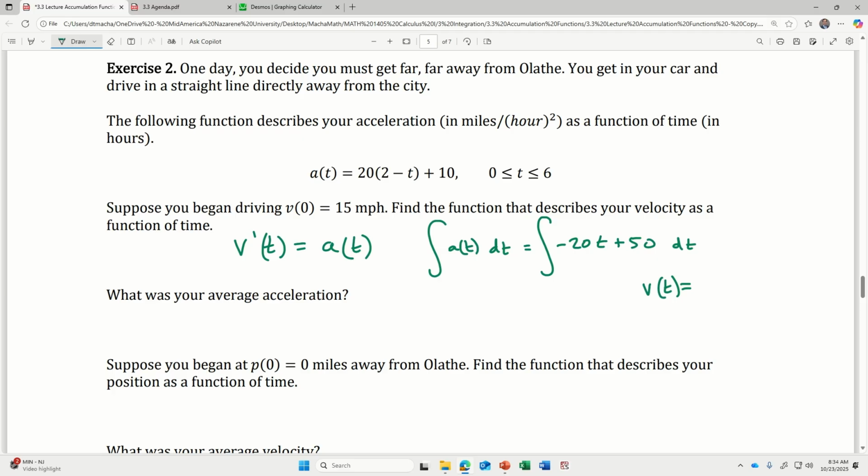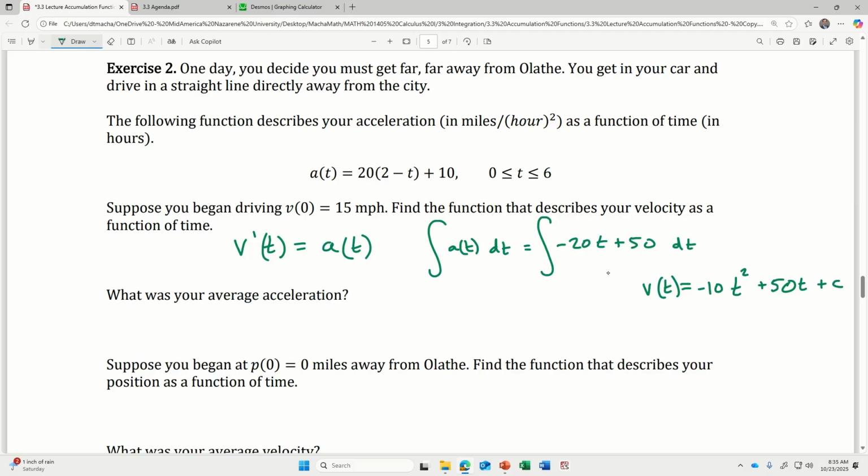What's the antiderivative of negative 20t? Negative 10t squared. There you go. Yeah, so the t becomes t squared, and then I divide by 2, so I get negative 10t squared. And then what's the antiderivative of 50? 50t. Plus 50t. Do I need anything else, or is that it? Plus c. Plus c. And you can check your work. You can take the derivative of velocity and make sure you get acceleration. But that's it.